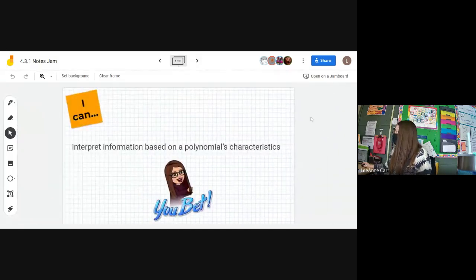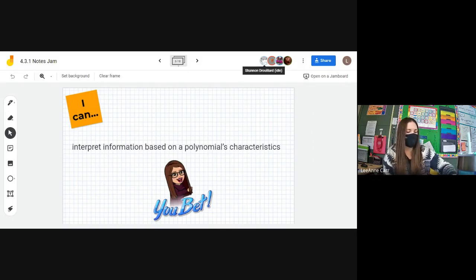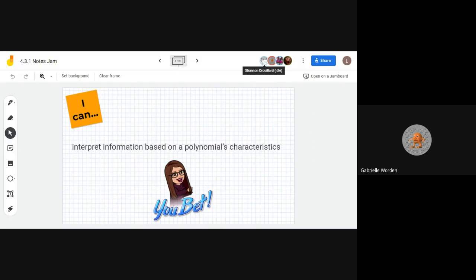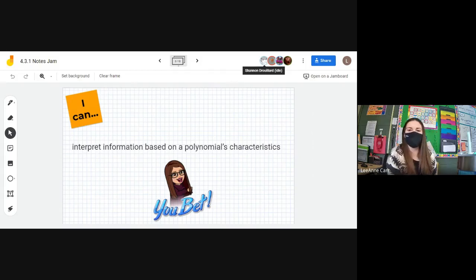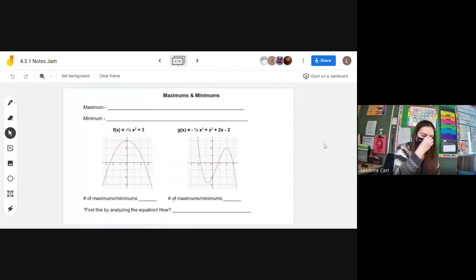So here we go. We are on frame 3 if you are on the Jamboard. Gabrielle, can you read our I can statement? I can interpret information based on a polynomial's characteristics. Perfect. So like I said, we are looking at an equation, and from that equation, we're going to be able to tell a little bit more about what the graph of this equation would look like. Let's get off with some vocab first.